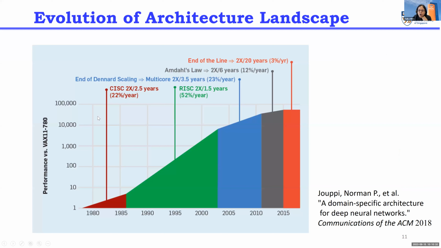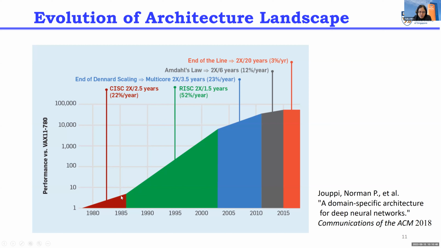So because of all these things, this is the evolution of the computer architecture landscape. This is a paper from Norman Jouppi in 2018 in Communications of the ACM. And what you can see here is very, very interesting, right?